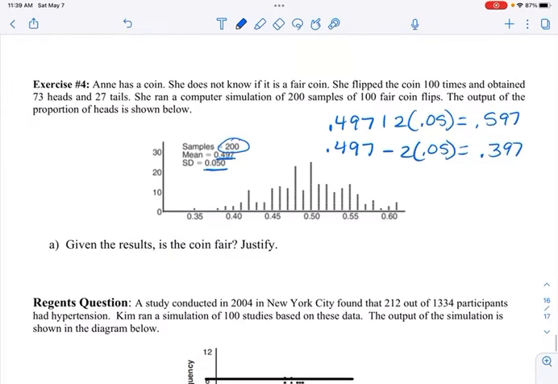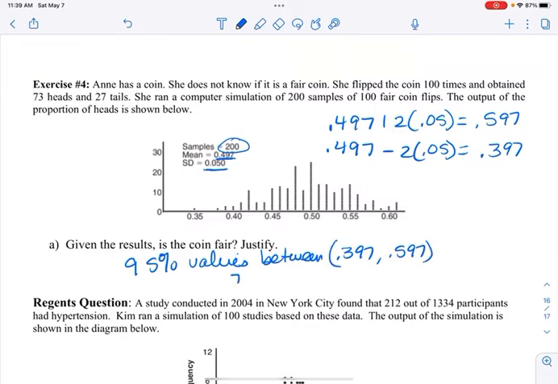Okay, so basically 95% of the values should be between 0.397 and 0.597 based on this computer simulation. 73 is what Anne got. She got 73 out of 100, which is 0.73. Well, that doesn't fall in that acceptable range. So it's not fair. The coin is not fair. It's not in the interval of what would be considered to be acceptable.